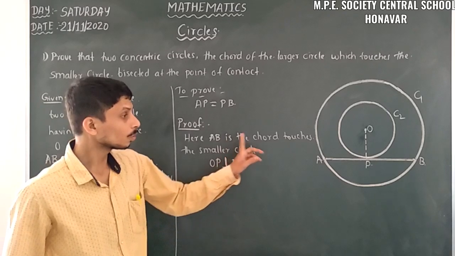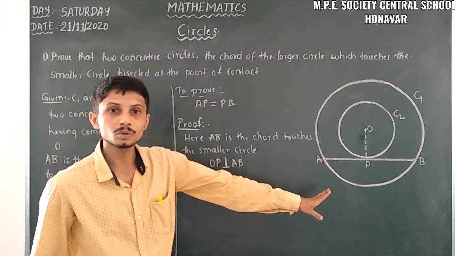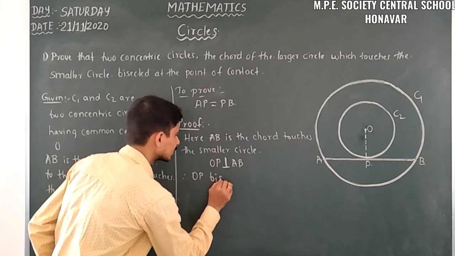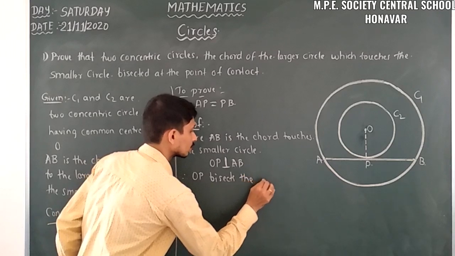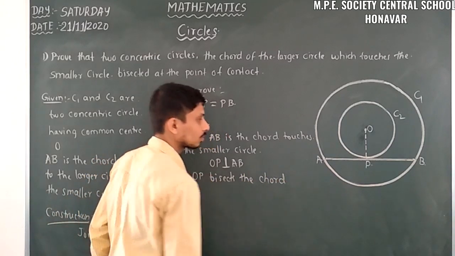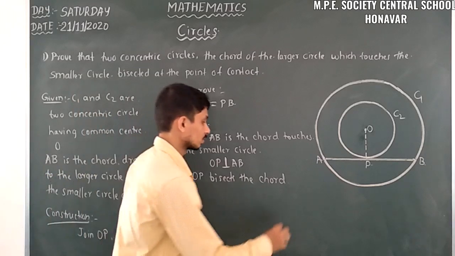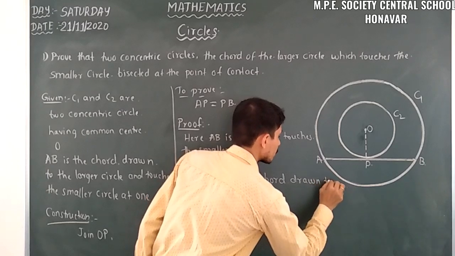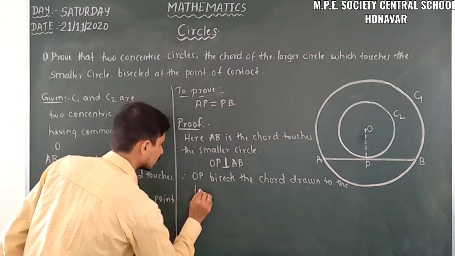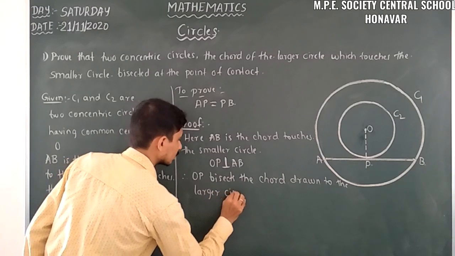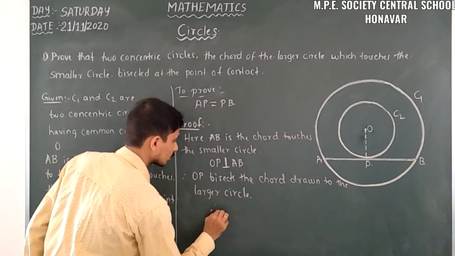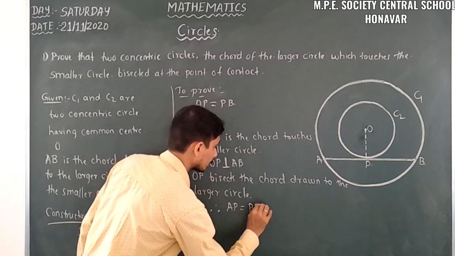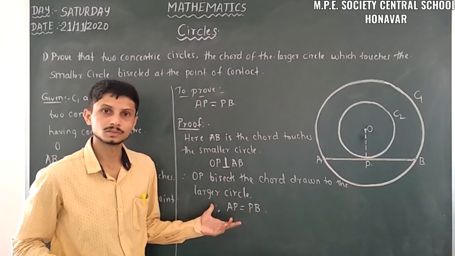So therefore OP bisects the chord into two equal parts, that is, OP bisects the chord drawn to the larger circle. Therefore AP is equal to PB, we can prove. So it is the proof.